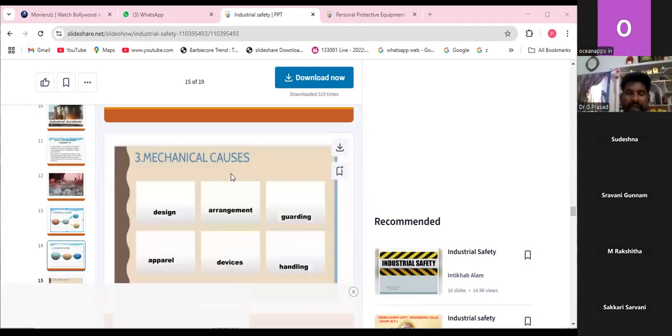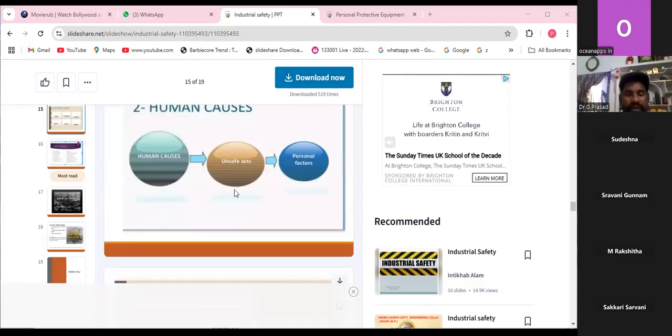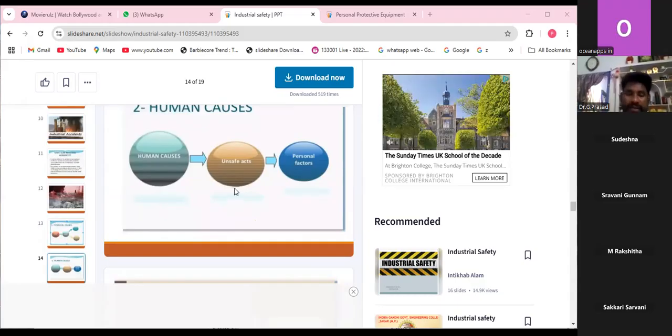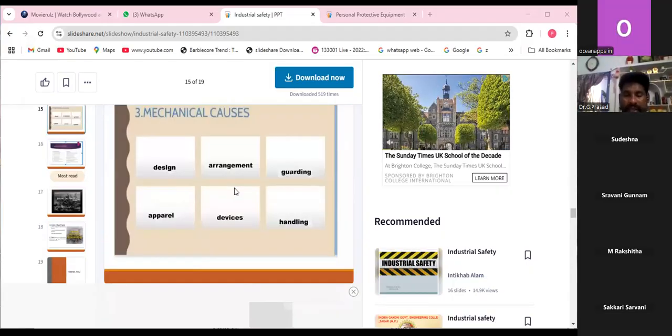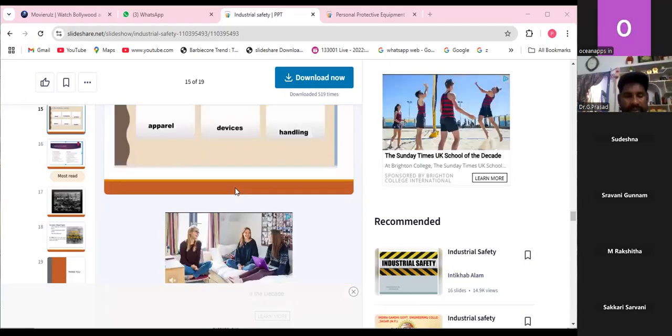Technical is nothing but a problem while designing the equipment, a design problem. Human causes are nothing but unsafe acts. That means lack of awareness, not thinking that this might happen, causes human accidents. And the third one, mechanical causes: design, arrangement, guarding, apparel, devices, handling, different mechanical causes.